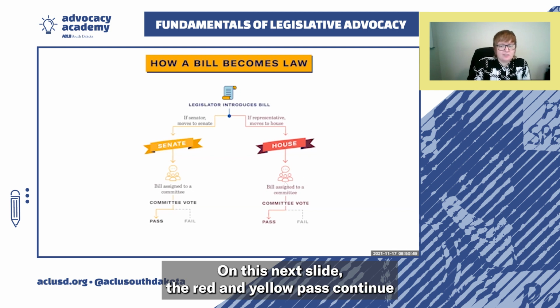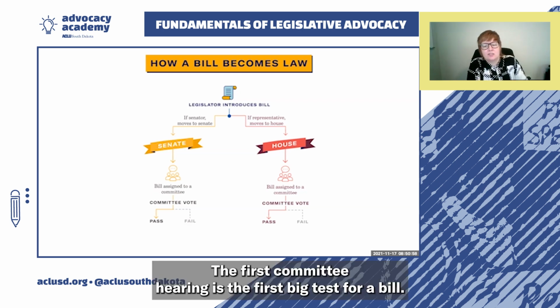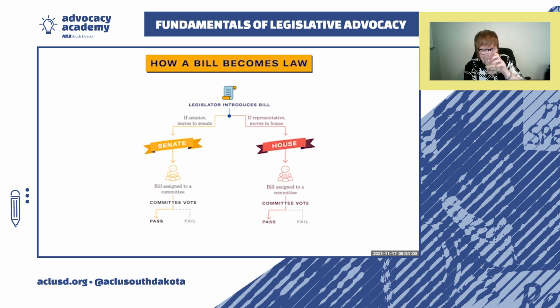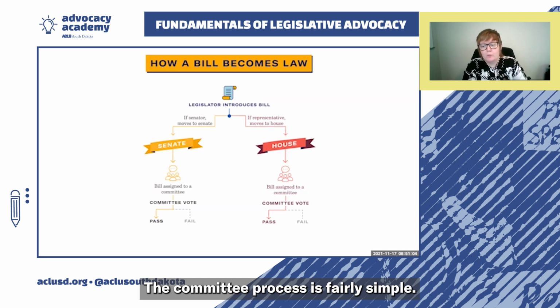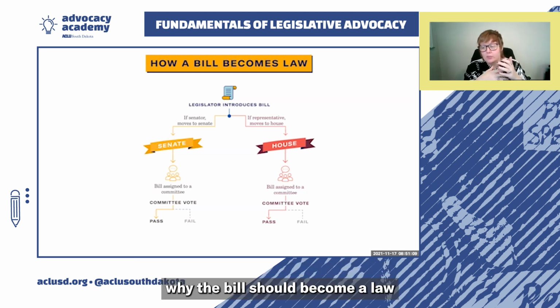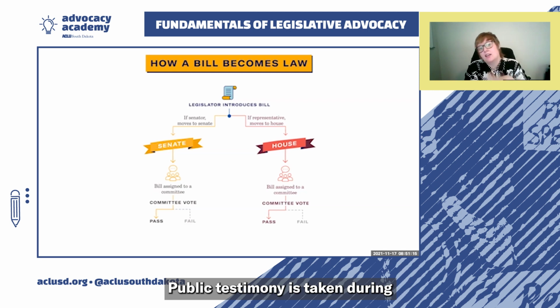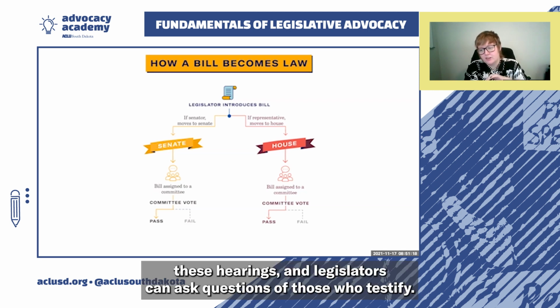On this next slide, the red and yellow path continue and show the options to either pass or fail in their committee hearings. The first committee hearing is the first big test for a bill. The committee process is fairly simple. The point is to hear the prime sponsor of the bill make their pitch as to why the bill should become a law, and to hear from supporters of the bill and opponents of the bill. Public testimony is taken during these hearings, and legislators can ask questions of those who testify.